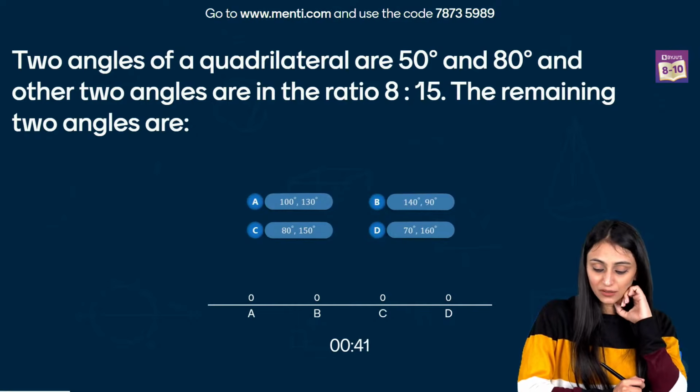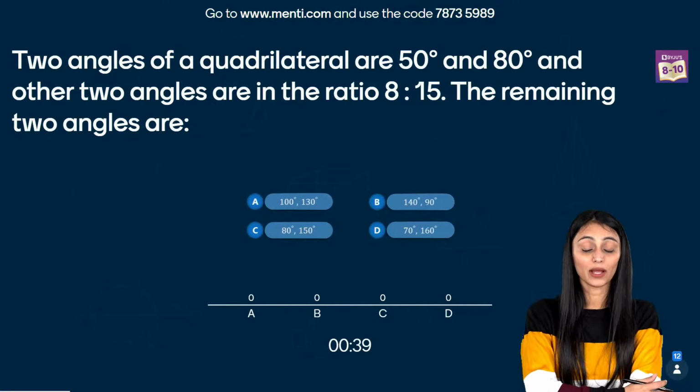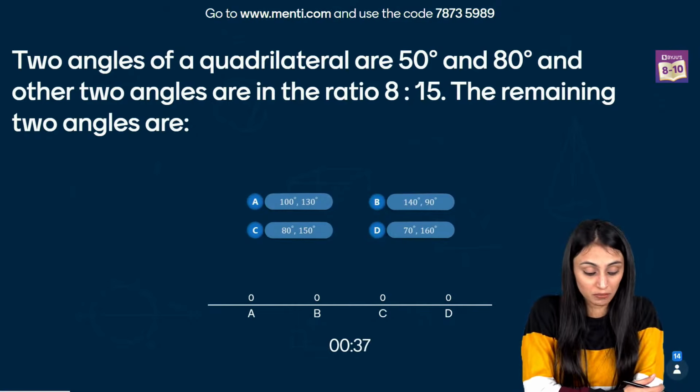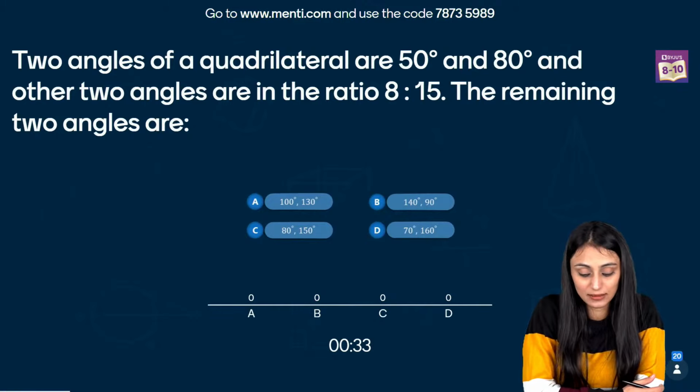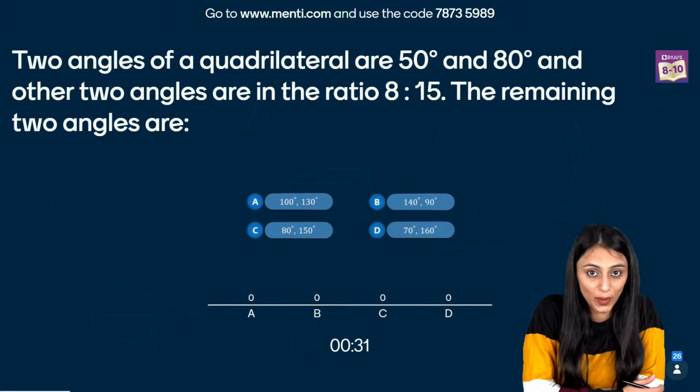Two angles of a quadrilateral are 50 degree and 80 degree, and other two angles are in the ratio 8:15. The remaining two angles are. Quickly answer this. Two angles you already have. For the other two angles, we have the ratio. So you have to find out the measure of the other two angles.